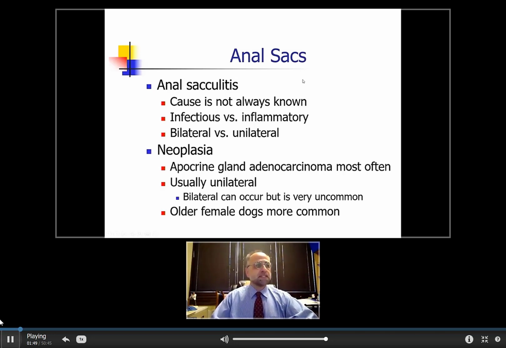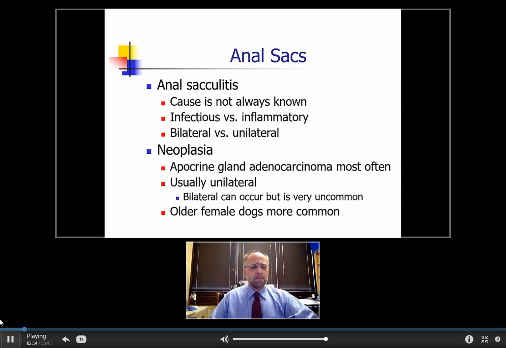So anal sacculitis is probably the most common disorder that we see with anal sacs. And we don't always know what the cause is. We suspect that there may be an infectious component, but there's typically an inflammatory component as well. In most cases, it's unilateral, but some dogs are just prone and susceptible to bilateral problems, and so it's really not uncommon to have one or both affected.